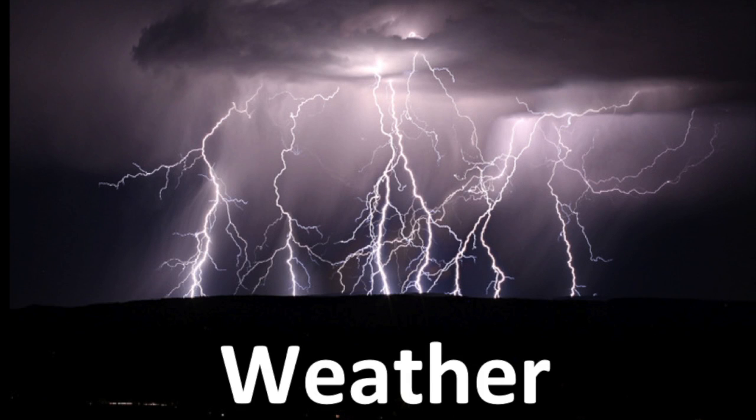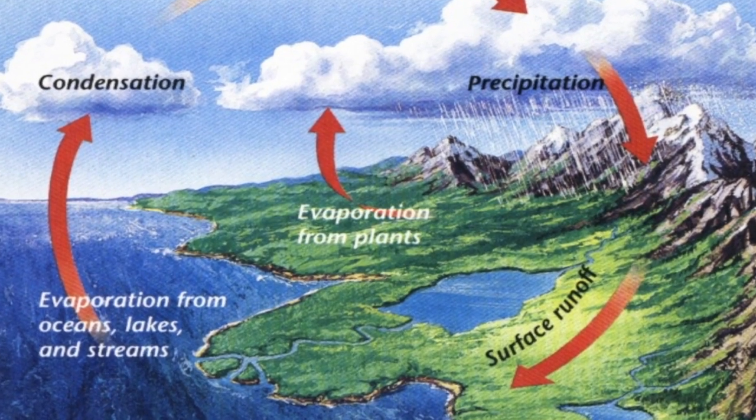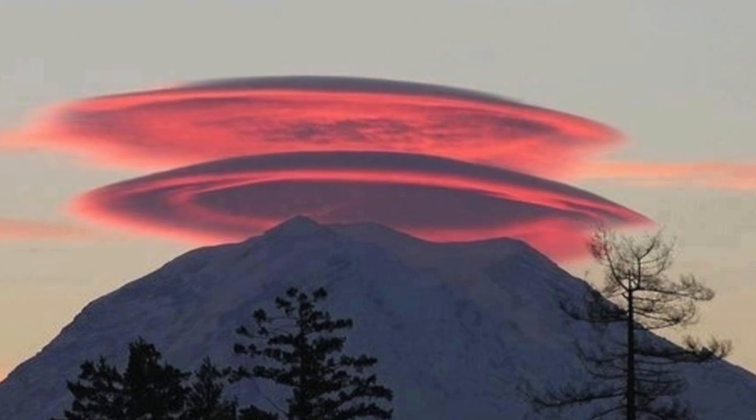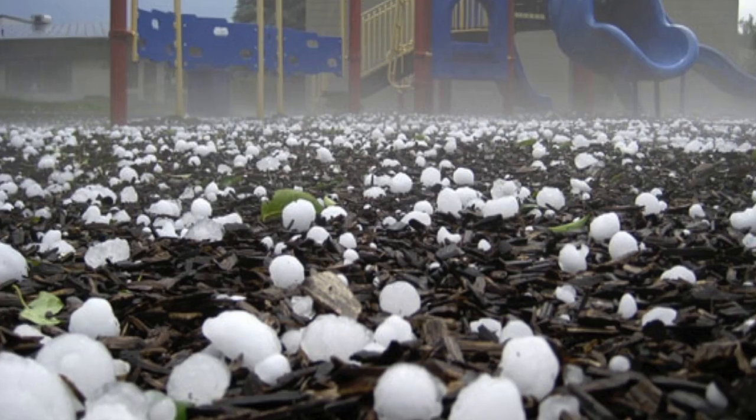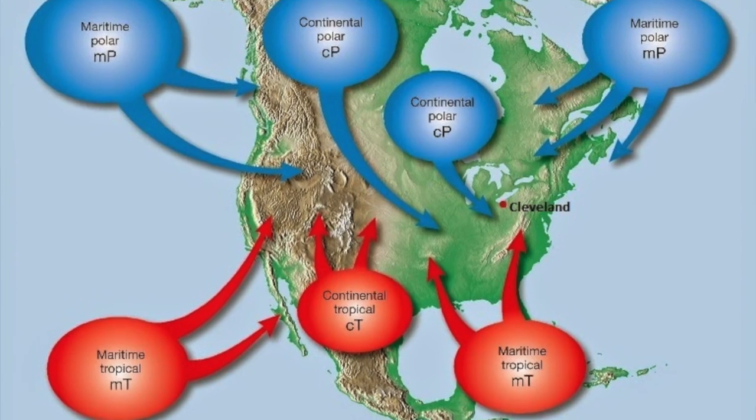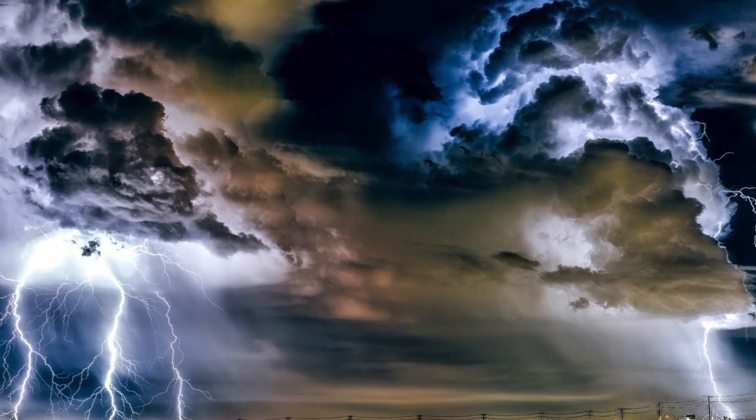This unit is a 3-week unit on 6th grade science, in particular weather. Things that the students will learn about are the water cycle, cloud types, precipitation types, air masses, and storms.